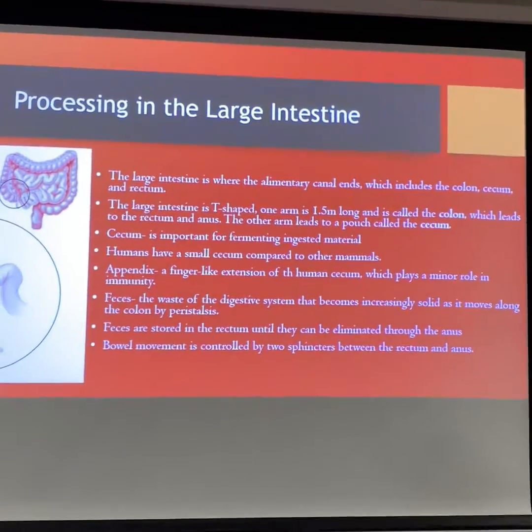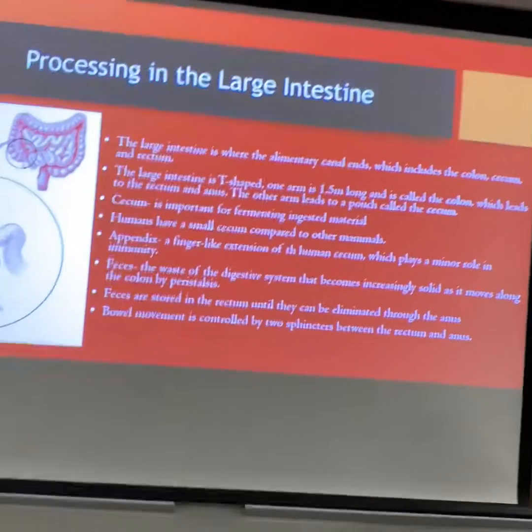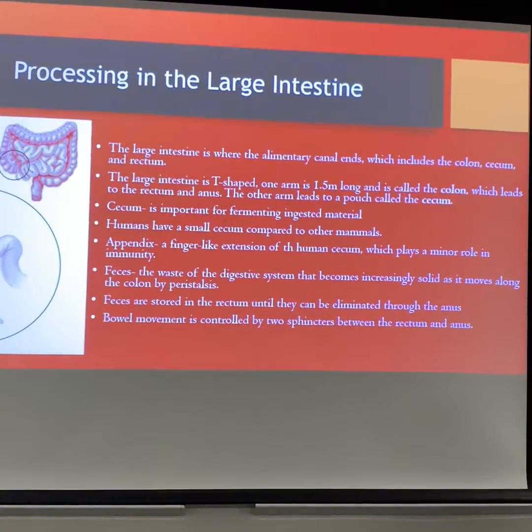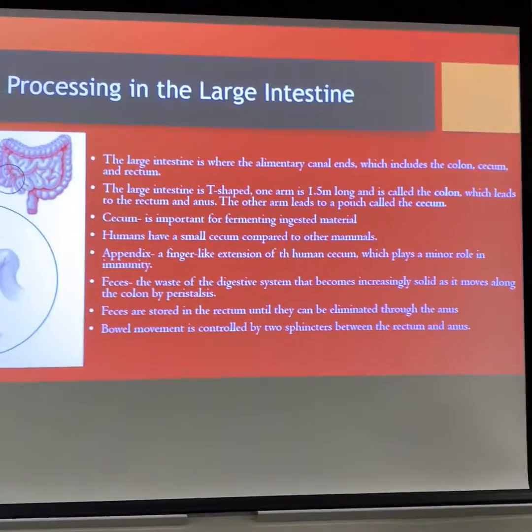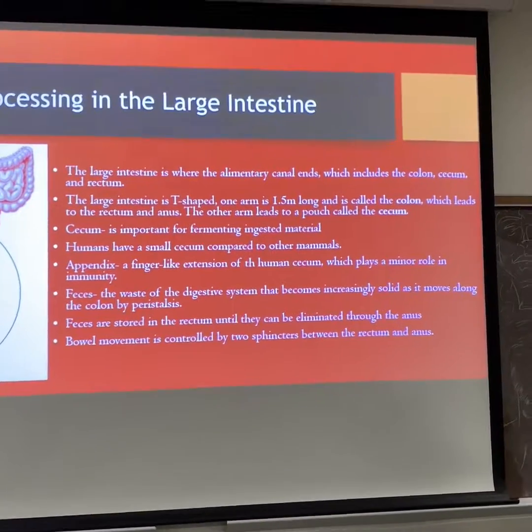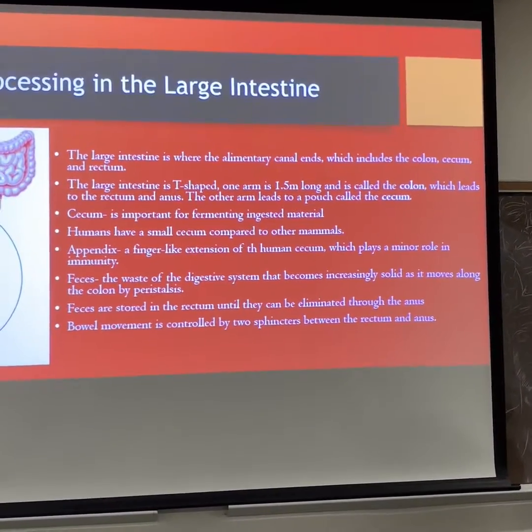The cecum is important for fermenting ingested material. Humans have a small cecum compared to other mammals, and your appendix is a finger-like extension of the cecum, which plays a minor role in immunity.